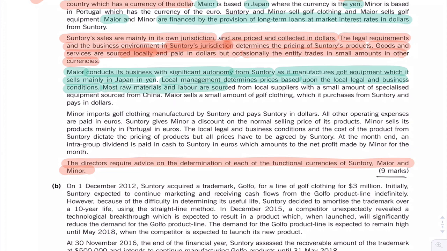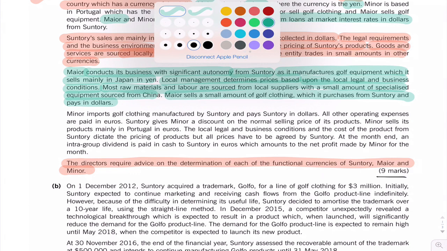Most raw materials are sourced from local suppliers, with a small amount sourced from China. Again, mention that. We'll say, yeah, but most seems to be yen. They sell a small amount of golf clothing, which it buys and pays for in dollars. Again, mention that it's not significant though, and it would seem to be that yen is their functional currency.